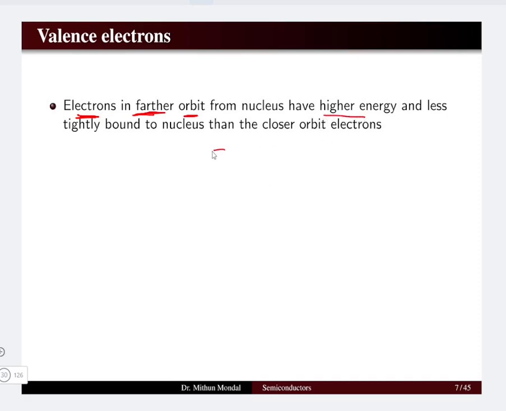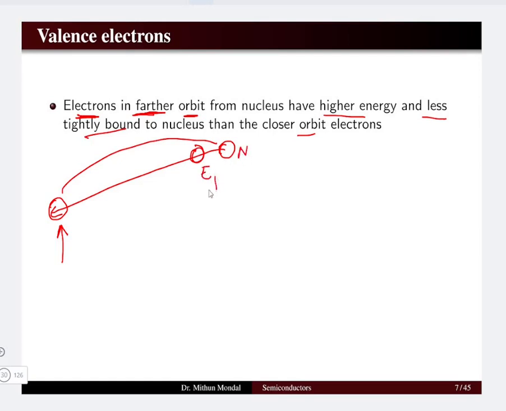So one electron which is present far away from the nucleus will have high energy, and these electrons with respect to the nucleus will be less tightly bound. This means they will be loosely bound to the nucleus compared to the closer orbit electrons. So this is the nucleus and these are the electrons. The electron located at the far end has higher energy and is less tightly bound compared to the electron which is present near the nucleus.